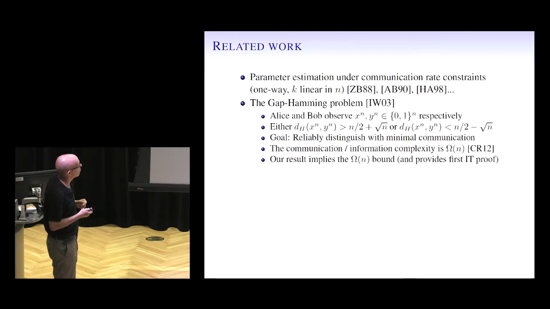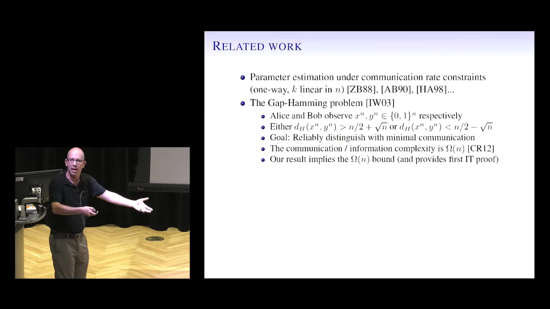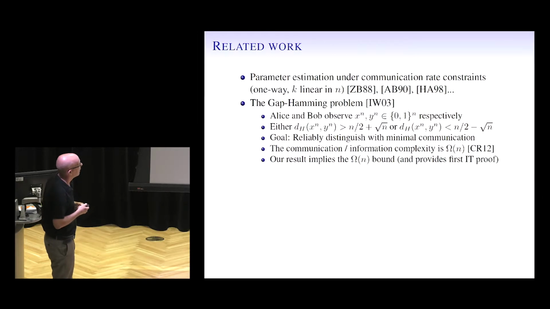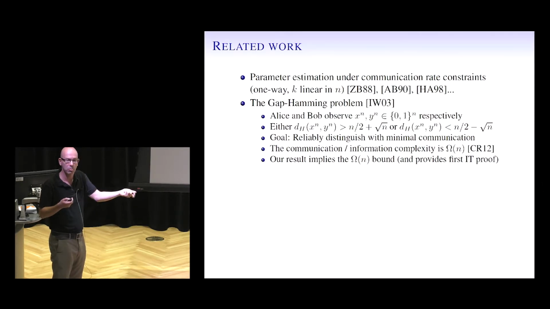Surprisingly, this was pretty hard to show. It took about 9 years until Chakrabarti and Regev in 2012 showed that the communication complexity, the number of bits you have to communicate interactively, is omega of n. So essentially, you have to send everything. There is nothing short of Alice just describing to Bob what she has, and then this is trivial. It turns out that our result implies this bound. It's a little stronger than this bound because it also gives you constants when you assume distributions, and it also provides the first information theoretic proof of this result. It was proven by different means.